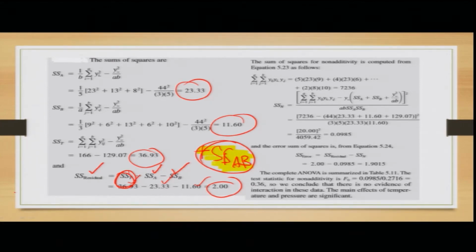The sum of squares for non-additivity is computed from the equation which you have already considered. That value comes out to be 0.0985, and once we find the sum of squares, the error comes out to be 1.9015. To complete the ANOVA, we perform the test. The F naught value comes out to be 0.36. So, we conclude there is no evidence of interaction in this data. The main effects, temperature and pressure, are significant.